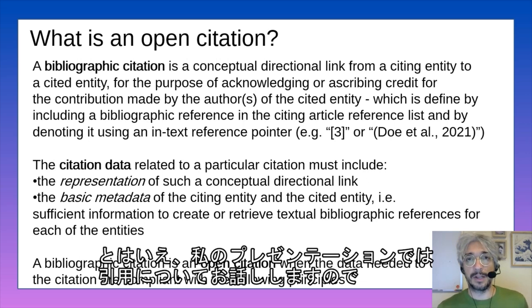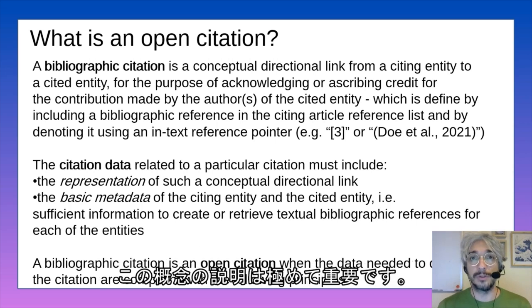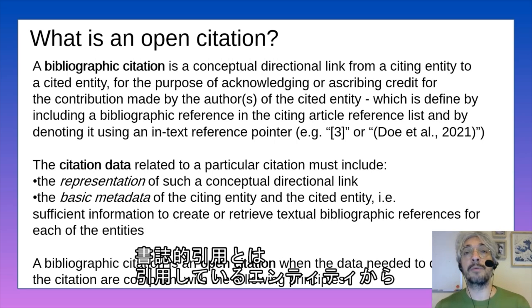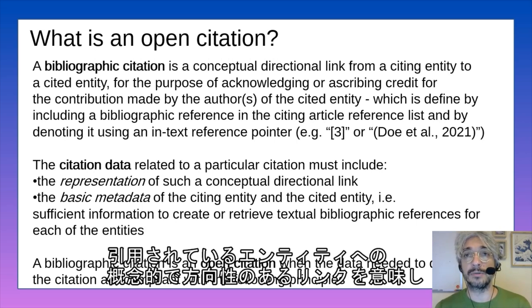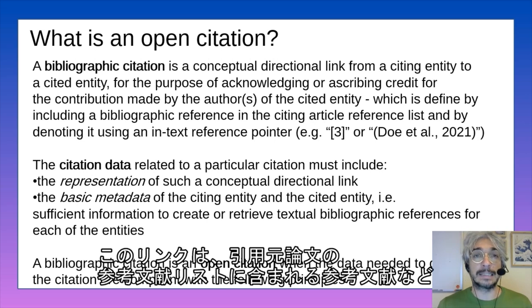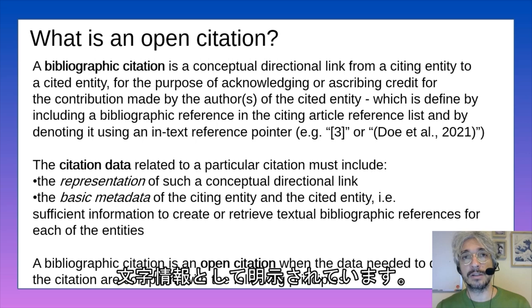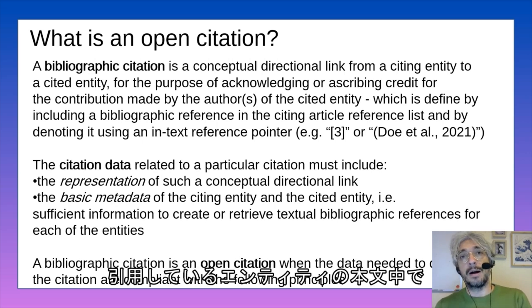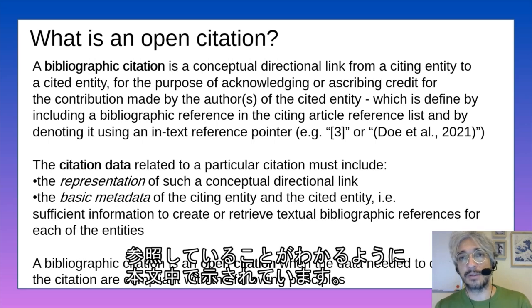However, since in my presentation I will talk about citations, of course, it is crucial to introduce what I mean with this concept. A bibliographic citation is a conceptual directional link from a citing entity to a cited entity, for the purpose of acknowledging or ascribing credit for the contribution made by the authors of the cited entity. This link is defined by means of particular textual devices, such as bibliographic references included in the reference list of the citing article, which is then denoted by an in-text reference pointer within the body of the citing entity.